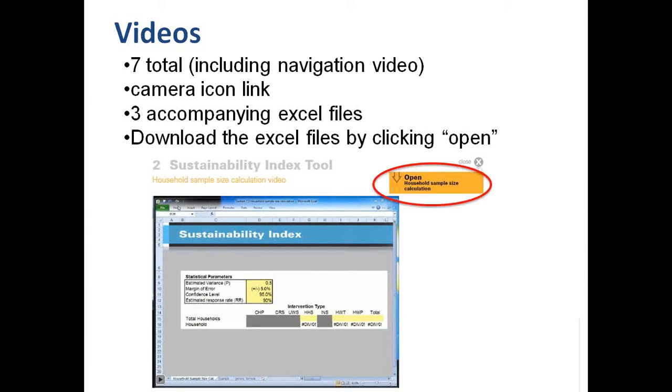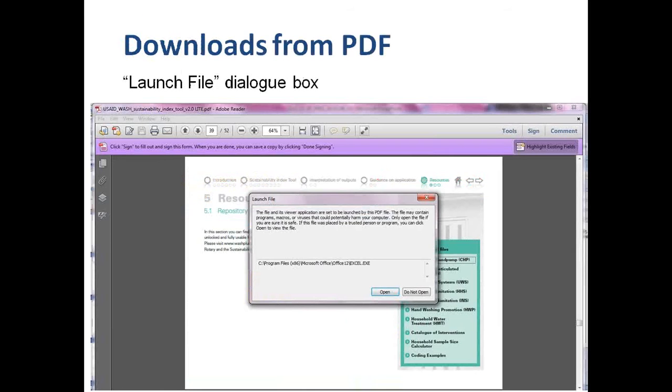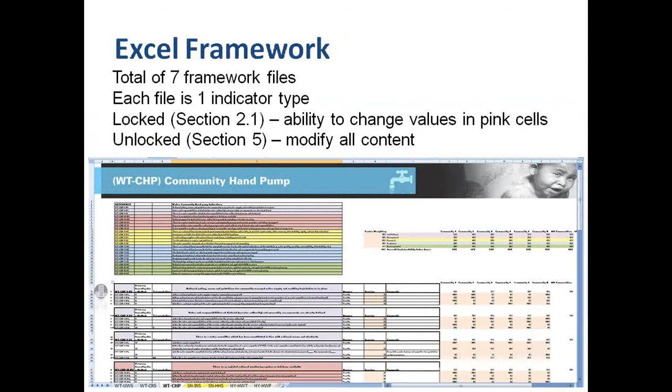So you'll see an orange box in the upper right-hand corner of that page, which you can then select to download the Excel files. And when downloading the Excel files, this is the explanatory video files and also the additional framework files, a launch file dialog box will appear. This is because the PDF is essentially accessing the files found in the resource subfolder which you downloaded previously. So you will say to open this, which then should launch the required file.